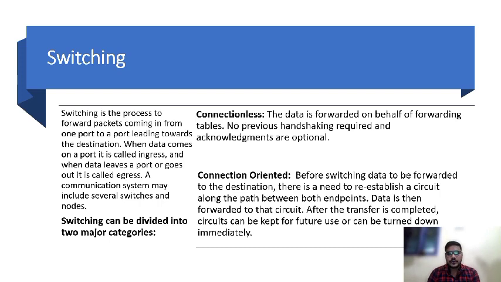And the second one is connection oriented. Before data is forwarded to the destination, there is a need to establish a circuit along the path between both endpoints. So in connection oriented, first of all we need to establish a connection. First the connection is established, then we can forward the data and the other side can forward their data from their side. So this is what happens when we are using connection oriented switching. Let's move to the next topic.